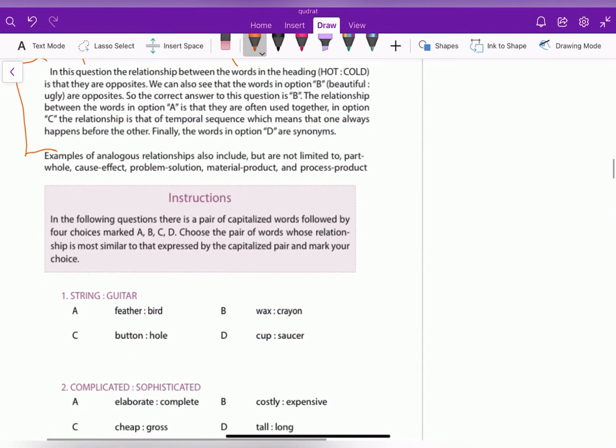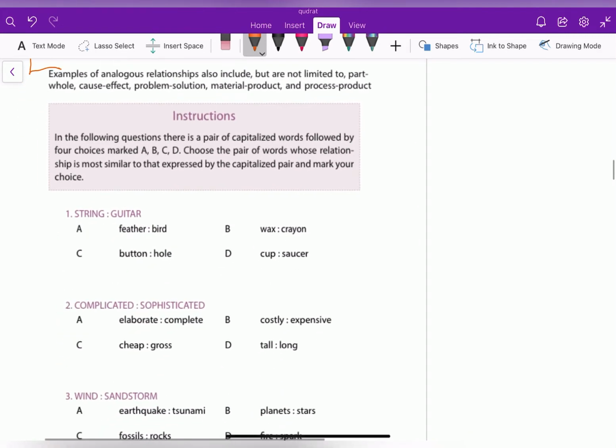So they're telling you that analogous relationships can also include part to whole, cause and effect, problem to solution, material to product, and process to product, but it's not limited to that. So we can keep those types of relationships in mind when doing the problems below. Okay, so let's get started.